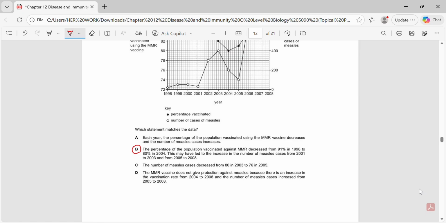The vaccine's effectiveness is clear because when vaccination was at its highest, the number of cases was at its lowest. Overall, the trend shows an inverse correlation. As vaccination decreases, measles cases increase. This demonstrates herd immunity. There is also a time lag, which explains why cases spike a year or two after vaccination rates begin to fall.